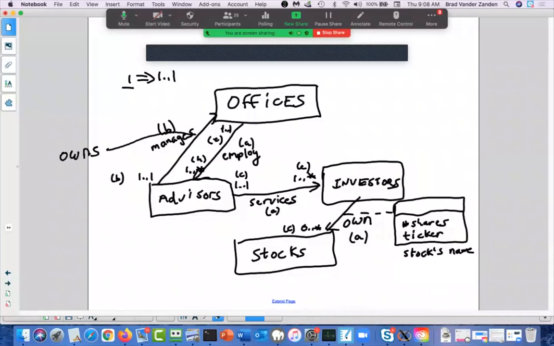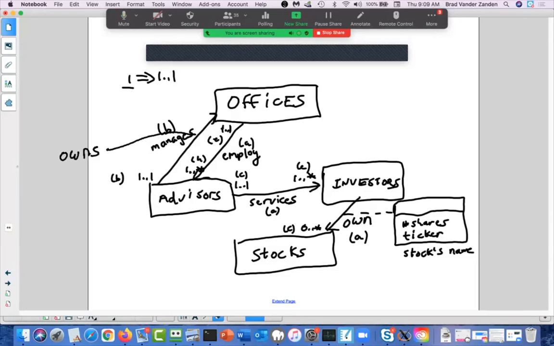We also don't need to have the stock's name. Can anyone tell me why we don't need to store the stock's name explicitly in each holding? Why that might not be necessary? We already know the ticker. Very good. So you already know the ticker, so you can use the ticker to find the stock's name in stocks. So we want to avoid storing redundant information.